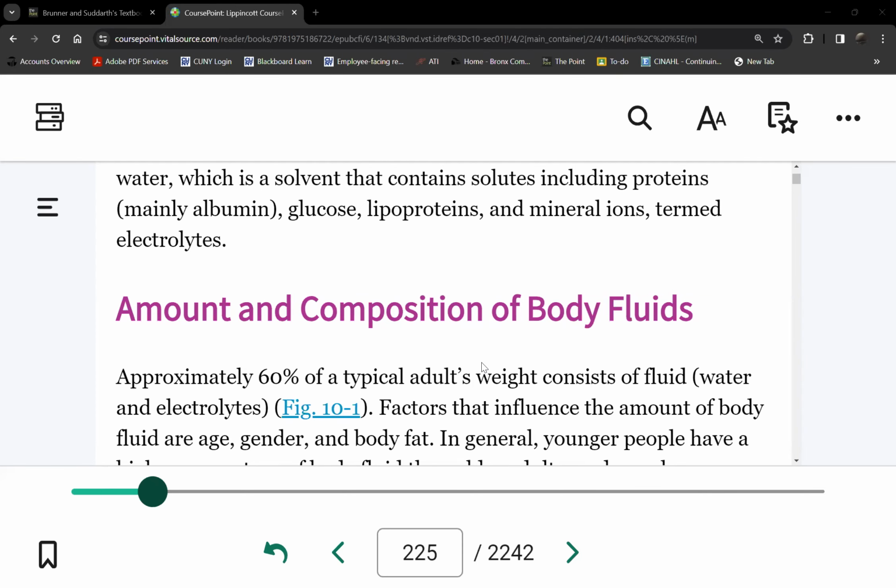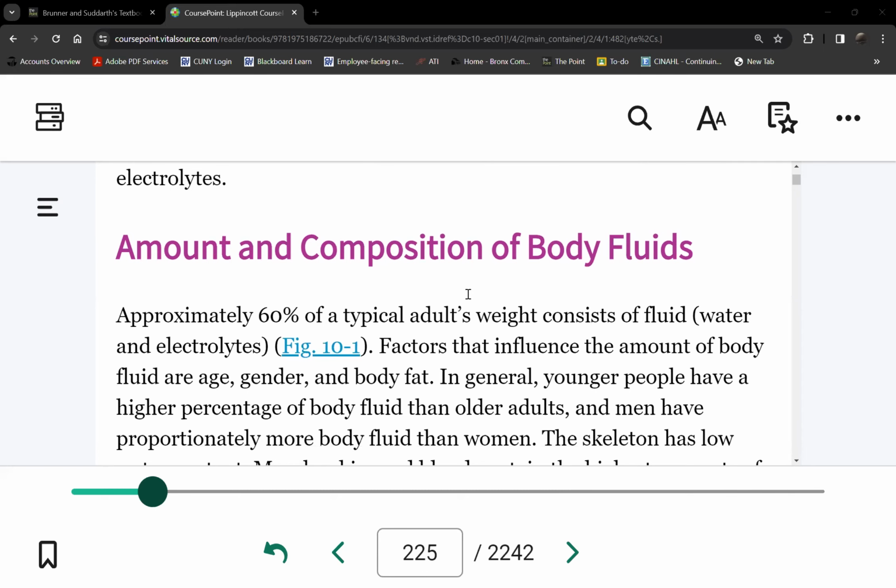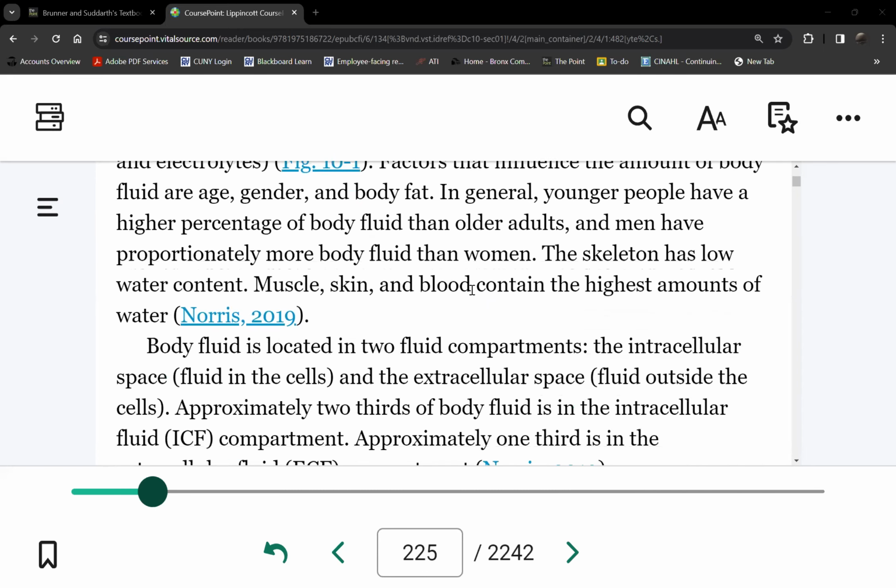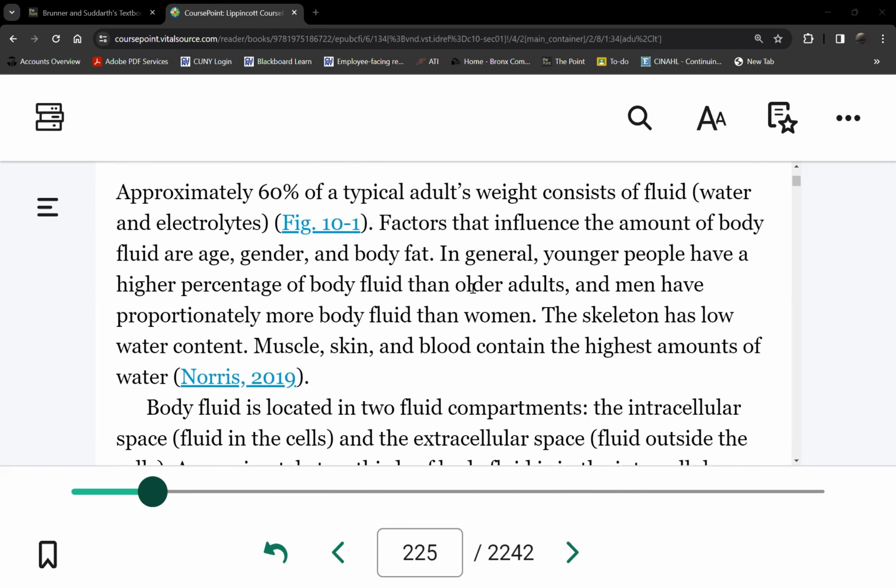Let's review fluid and electrolytes, just the basic principles. You know there are two fluid compartments in the body. Water can be inside the cell or outside the cell. When we say outside the cell, there are only two other places it could be. It could be in the bloodstream, in which case we have three types of blood vessels: the arteries, veins, and the lymphatics.